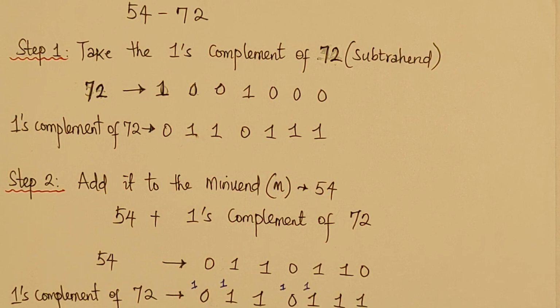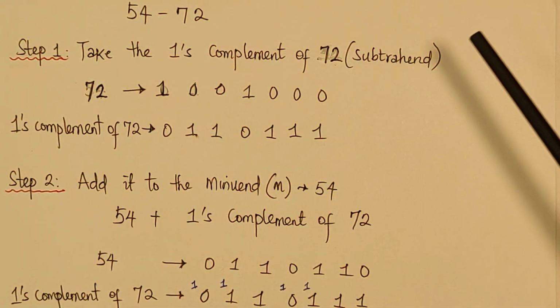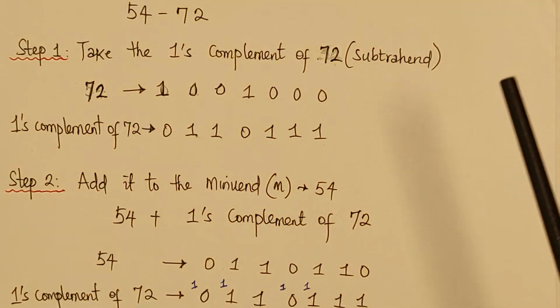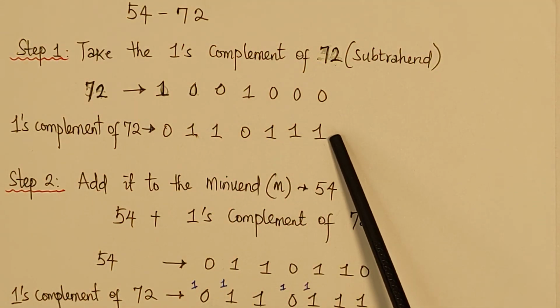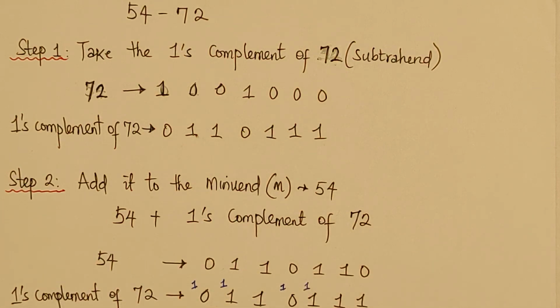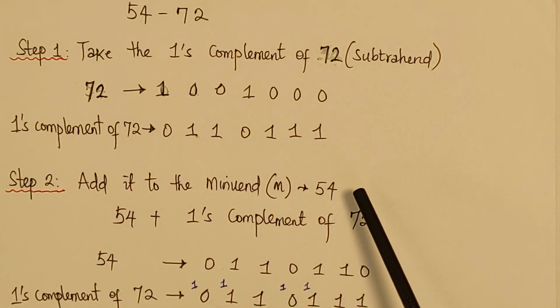So as we proceed with step 1, we are asked to take the first complement of 72, which is the subtrahend. We are going to have 0, 1, 1, 0, 1, 1, 1. Now we have to proceed with step 2, and step 2 said add it to the minuend. What are we adding? We are asked to add the complement of 72 to 54.